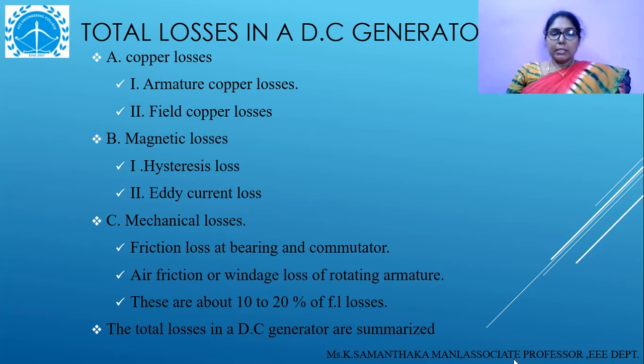Here, the hysteresis loss and eddy current losses together are called magnetic losses because of the magnetic nature of the material. Next, coming to the third one, which is mechanical losses. As the shaft of the DC generator is rotating, it causes friction and windage losses at the bearings as well as the commutator. And all these together will account for 10 to 20% of the full load losses.